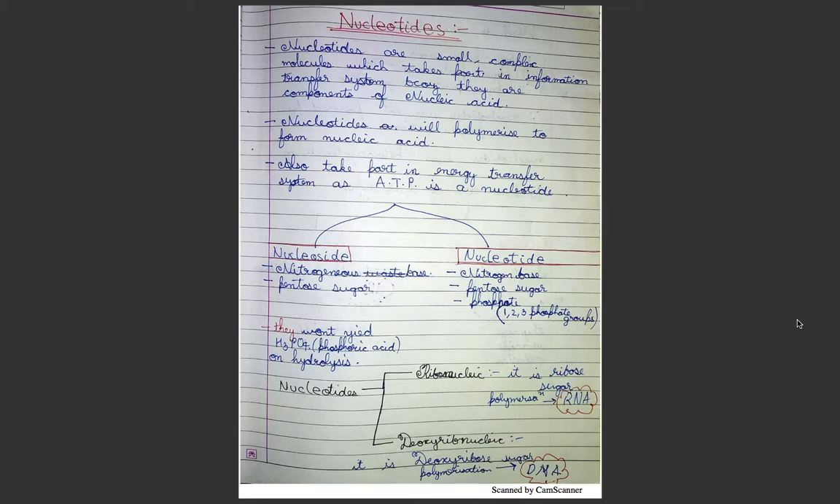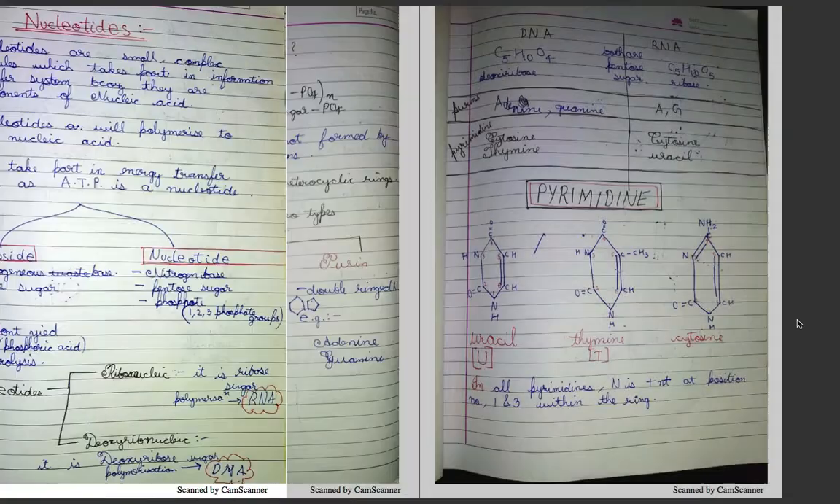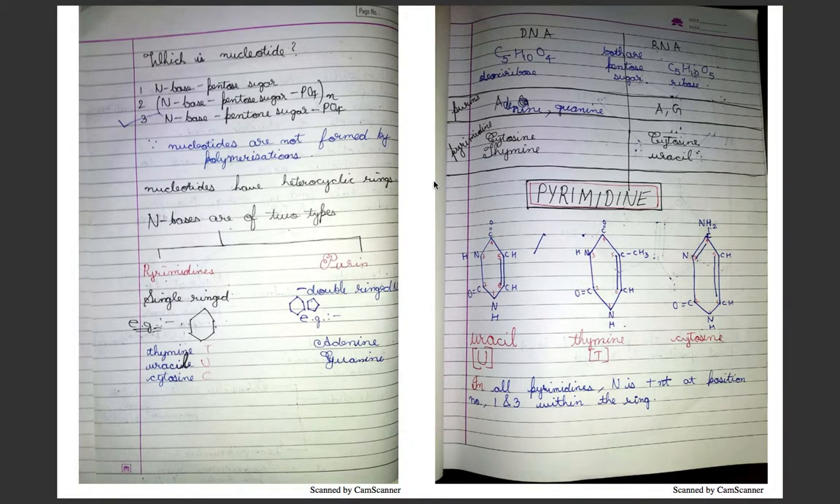Since a nucleoside has no phosphate, it won't yield H3PO4, that is phosphoric acid, on hydrolysis. Now nucleotides are again of two types: ribonucleotide and deoxyribonucleotide. Ribonucleotides on polymerization form RNA, and deoxyribonucleotides form DNA. What is a nucleotide? A nucleotide is the third option, because it is not a polymer. It is simply a nucleotide. Nucleotides are not formed by polymerization, therefore the second option won't be correct.